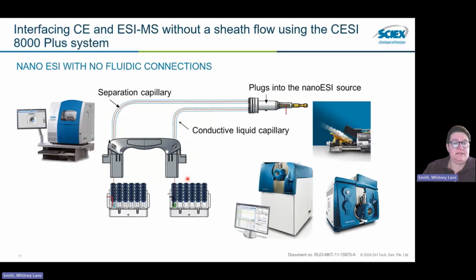At SCIEX, we have the CESI, which is a sheathless system. So we have a separation capillary and a conductive line capillary, and at the end of the separation capillary, it's etched so that it's porous. This can be connected to a variety of mass specs from SCIEX and from other vendors. It's plug and play. So you take your system, you switch out the source on your mass spec, you put your new capillary in, and you're ready to go.